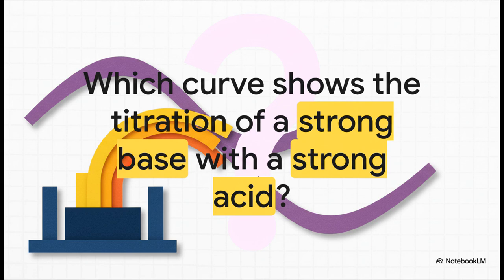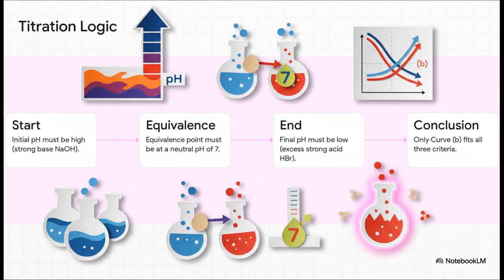What are we starting with? A strong base. And what are we adding? A strong acid. What should that pH journey look like on a graph? Okay, let's trace the story of this reaction. We're starting with sodium hydroxide, a strong base, so our initial pH has to be really high, right? Way above 7.